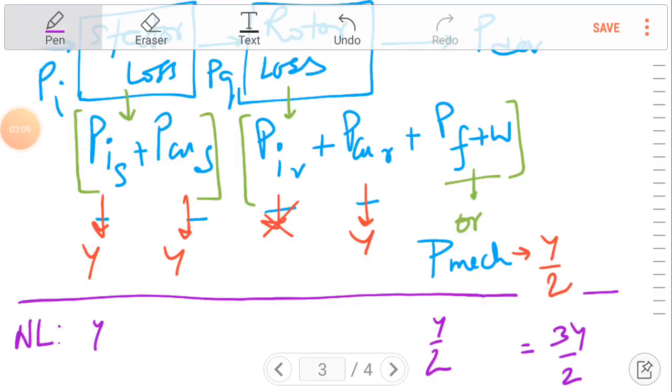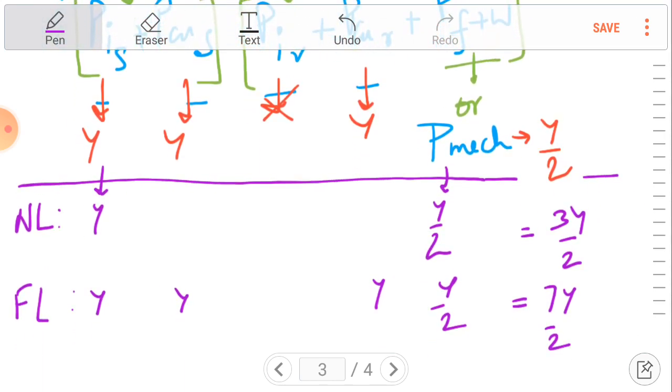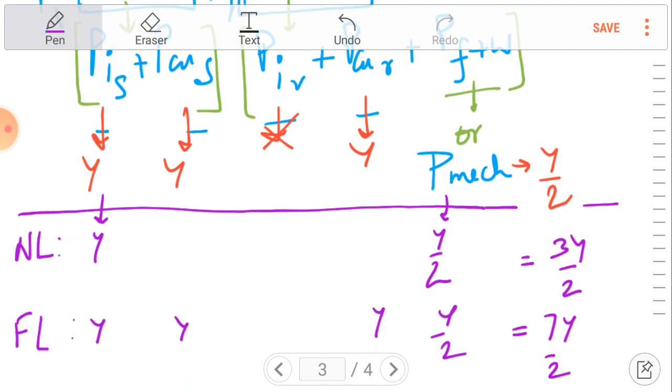So at the no load condition, only iron loss at stator side and mechanical power loss are acting. So total loss at no load is 3y by 2. And at full load condition, only iron loss at rotor side is not considered, all other losses are acting. So 7y by 2 is the total power loss at full load condition.